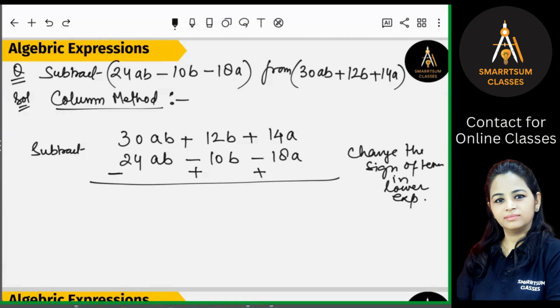Now let's add 14a and 18a. Now you have to consider the sign of 18 as plus because this is the new sign. Now 14a plus 18a will become 32a, right? And the sign will be positive because both are positive. Now similarly, plus 12b and plus 10b will become plus 22b. 30ab and minus 24ab, now subtract them: 6ab.